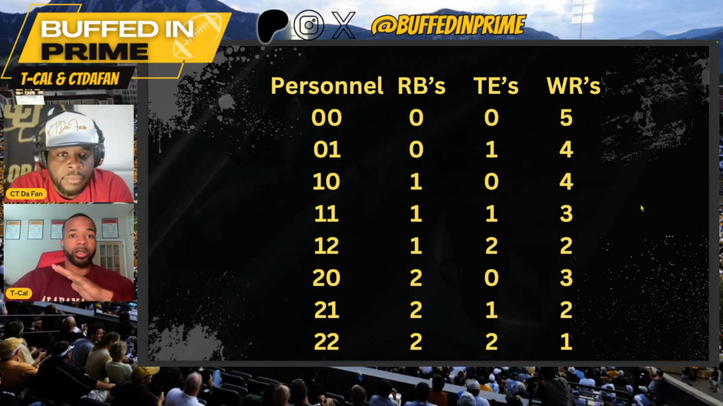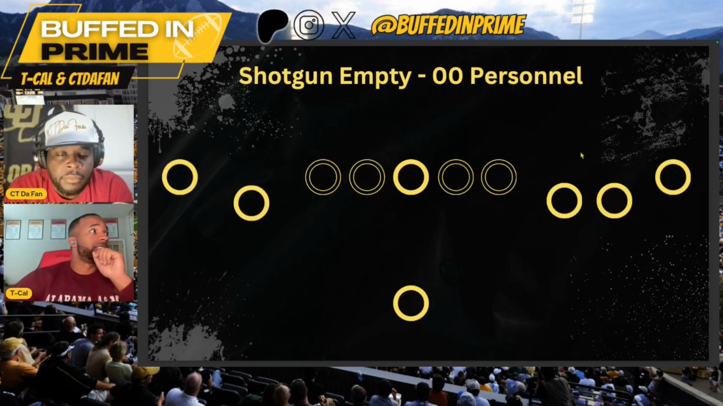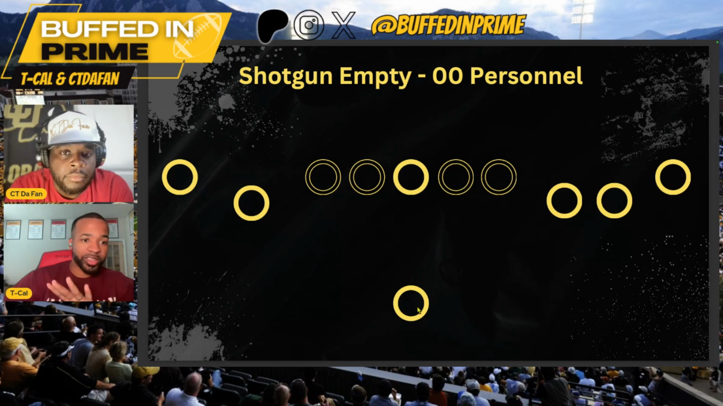So now we're going to start being able to see these and what they actually look like. So this is shotgun empty. Shotgun because the quarterback, which is here, is not underneath the center, meaning getting the ball from underneath the center. He's back away from the center, and the ball is going to be hiked to him. So that's why it's called shotgun. The reason it's called empty is because the backfield is empty, meaning besides the quarterback, there's no one else in the backfield.